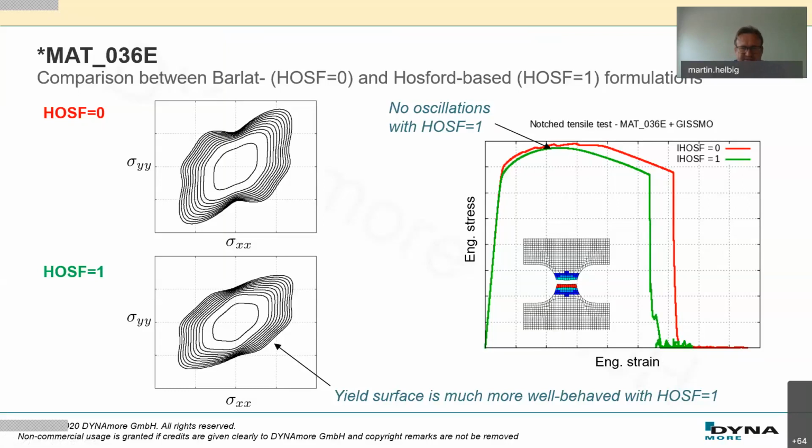The problem is, if you already have your material card with Hosford 0 or the conventional MAT36 card, you have to do some refitting to get this Hosford 1 and a little bit smoother behavior here. If you have any problems with this, just ask our support.